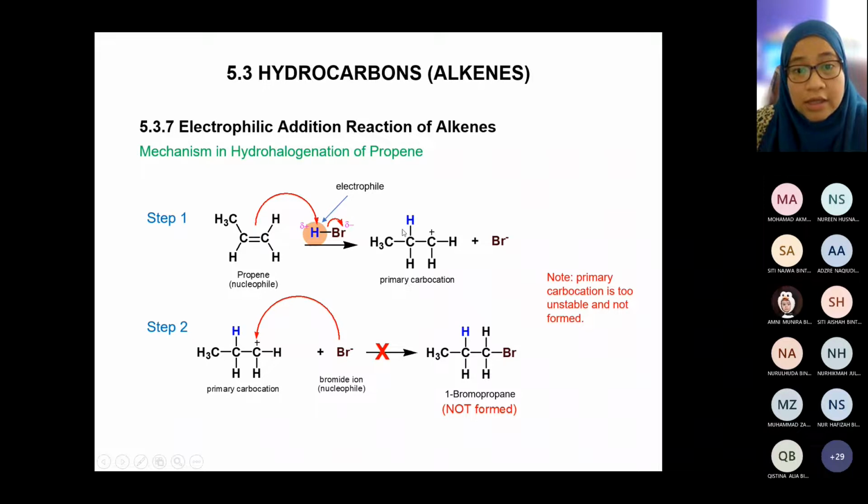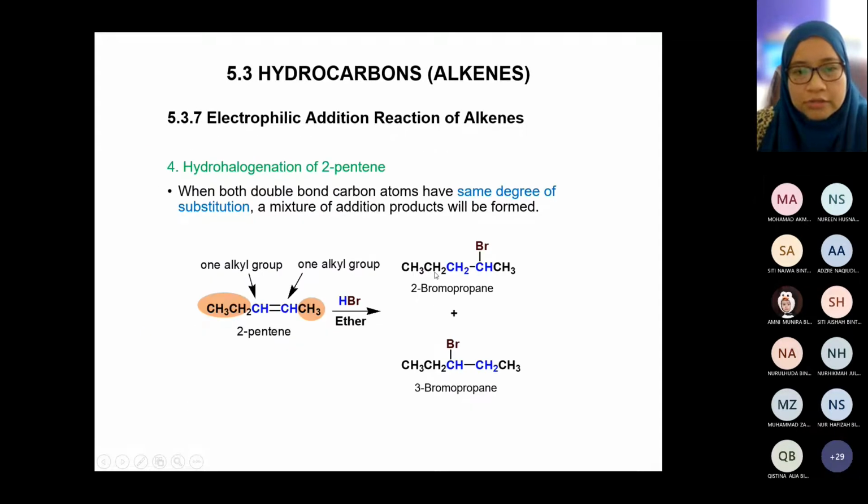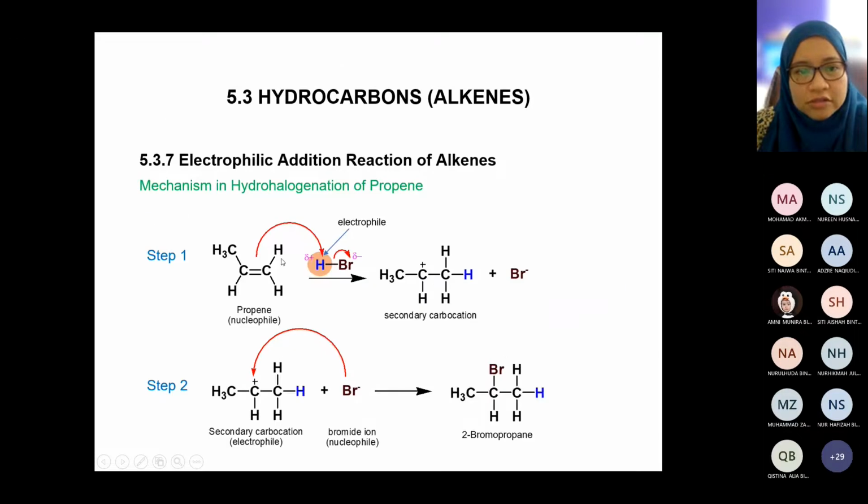Okay, so this is a primary carbocation. This is unstable, because it forms a primary carbocation. So this actually will not be formed. It will not happen because a primary carbocation is very unstable. This is not preferable. Alright, so it will choose this one. This will be the major product.